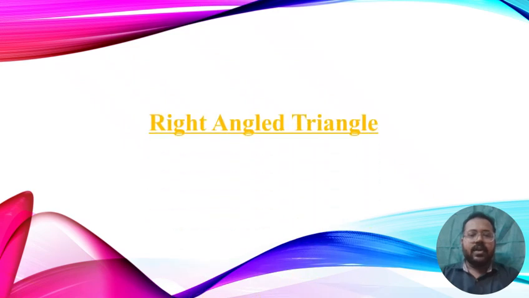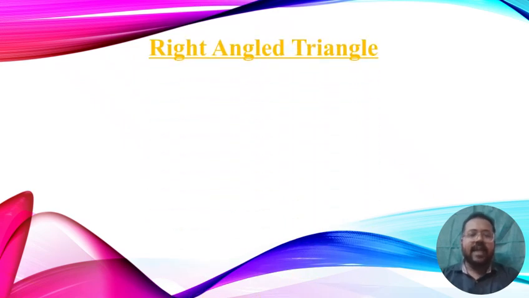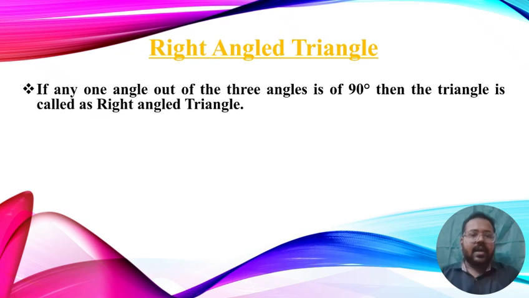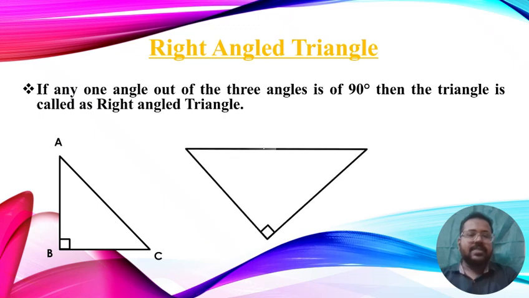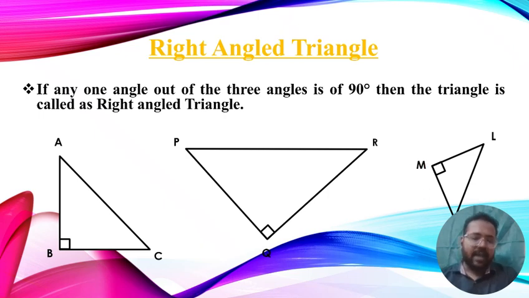Now here is the second type, that is the right angled triangle. If any one angle out of the three angles is of 90 degrees, then the triangle is called a right angled triangle. Let's observe the figures. Here is the first figure, triangle ABC. Here is the second figure, triangle PQR, and the third figure is triangle LMN.